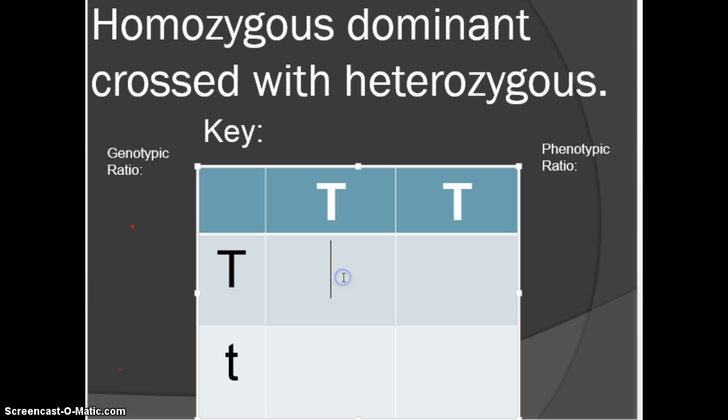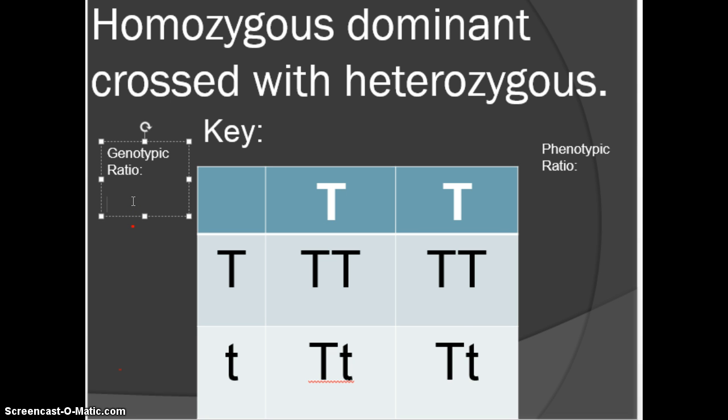And now I'm just going to go ahead and fill these in. Again, it doesn't matter which direction as long as you take one from each. Now I'm going to go this direction. And we have T and T. So this is what your Punnett square should look like when you cross a homozygous dominant and a heterozygous. So what would your genotypic ratio be? Well, we are going to have 2 of the homozygous dominant, and we're going to have 2 of the heterozygous.